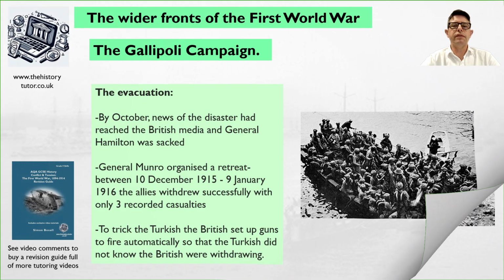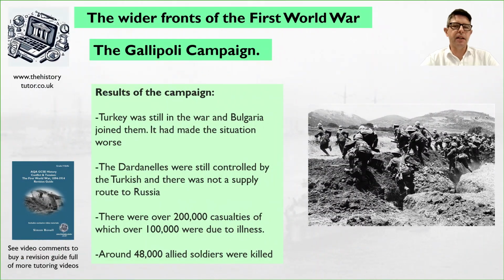So what were the results of the Gallipoli campaign if we're going to evaluate it in an answer? Well, it obviously failed to knock Turkey out of the war. And in fact, it was made worse because Bulgaria joined with Turkey to fight against Greece and Serbia to claim land in that region. So the situation had been made worse. The Central Powers had got stronger and the Allies had more people to fight against them. The Dardanelles were still controlled by the Turkish. There was no easy supply route through to Russia.